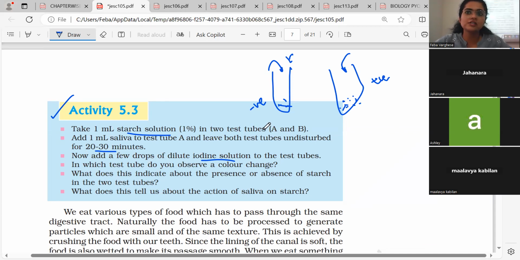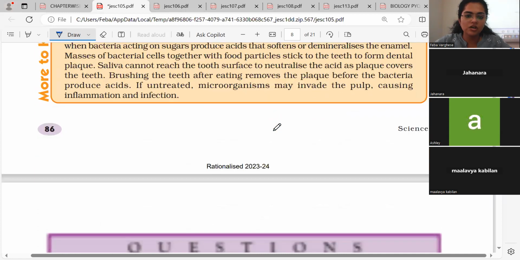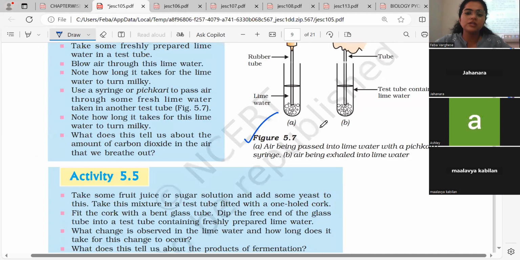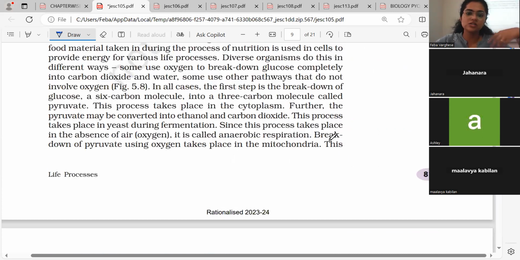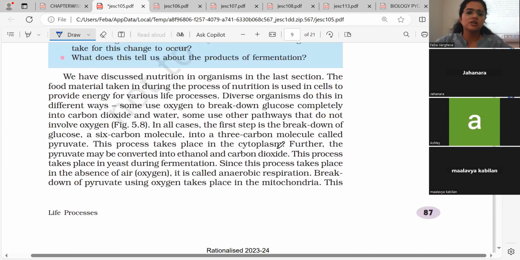All right, guys. Okay, moving on. Now, about the lime water test. When you blow into it, it turns milky, which shows that carbon dioxide is released during the process of respiration.